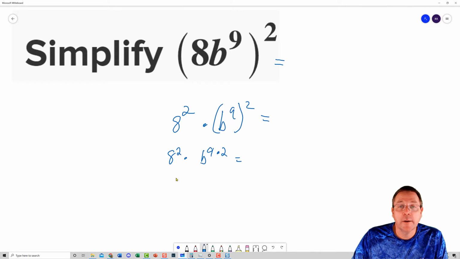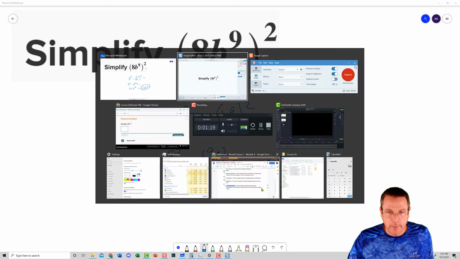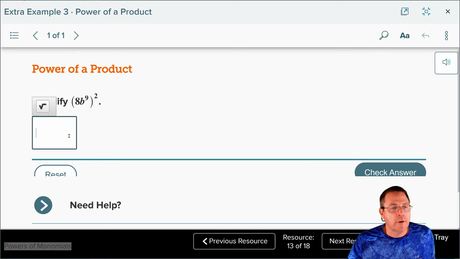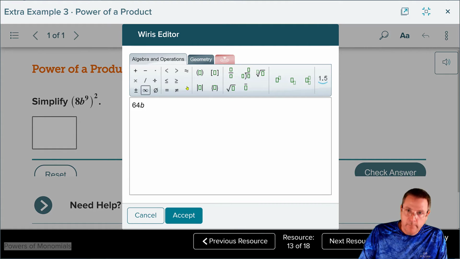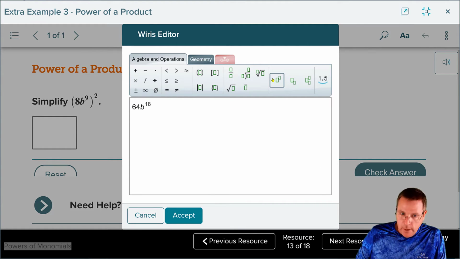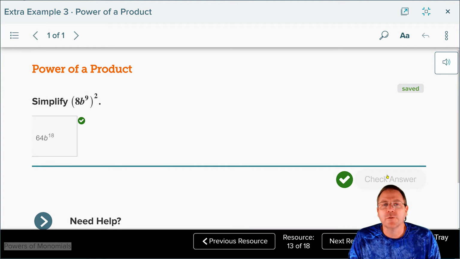8 squared is going to end up giving me 8 times 8, which is going to be 64. And then b to the 9th squared, that's going to be b. 9 times 2 is 18, for the final answer of 64, b to the 18th power. Help make that b a little bit more b-like. So we're going to come over here, type in our answer, 64b exponent 18, accept and check, and the answer checks.